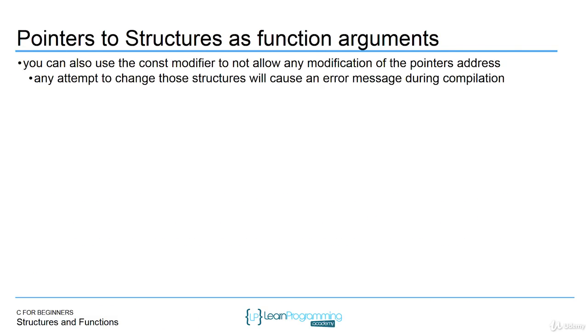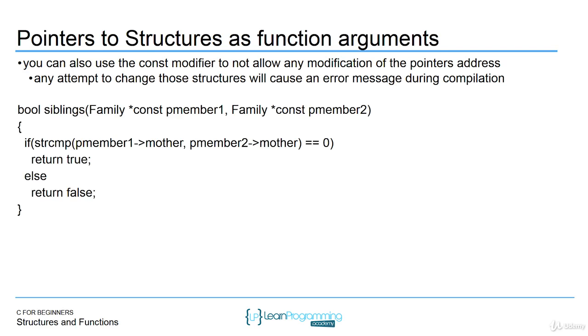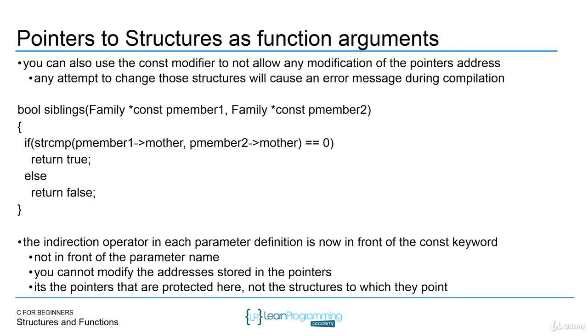You can also use the const modifier if you don't want to allow any modification of the address itself. Any attempt to change these structures will cause an error message during compilation. So here you would say family star, and you'd put the const after the star. What this is saying is you can't change the value of p member, the address, the value of the pointer, which is an address. But again, this is not very useful because when you pass by value, you're actually passing in a copy of the address. So this is redundant. You don't need to do this, but you can. And here again, you wouldn't be able to change the address of what p member is. In this case, you're just accessing the data anyway to see if they're equal.